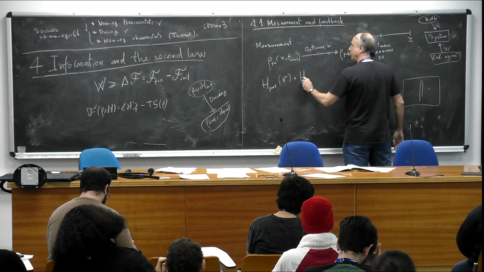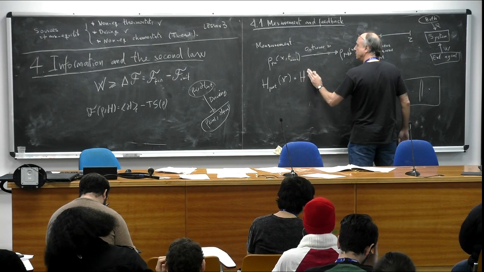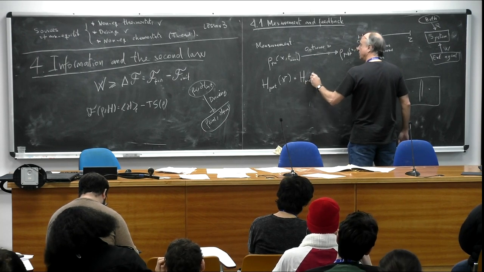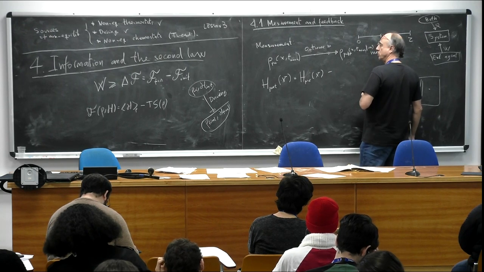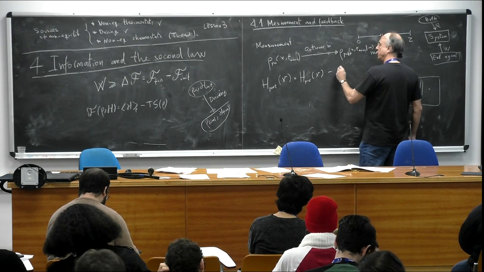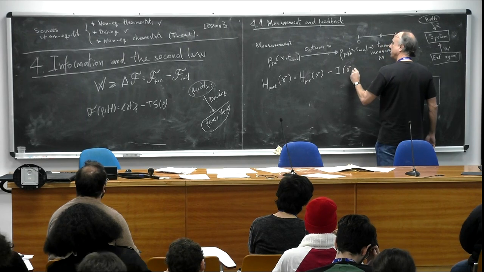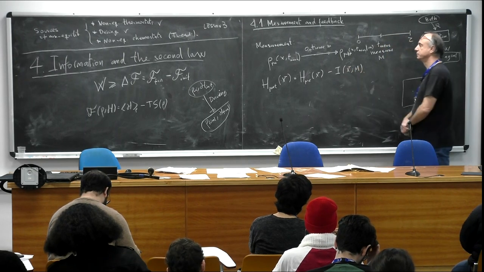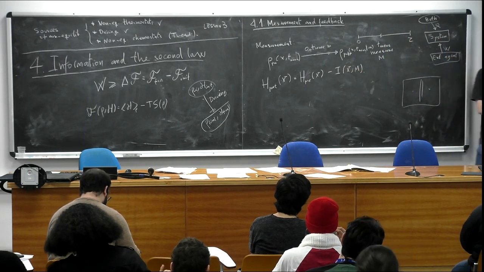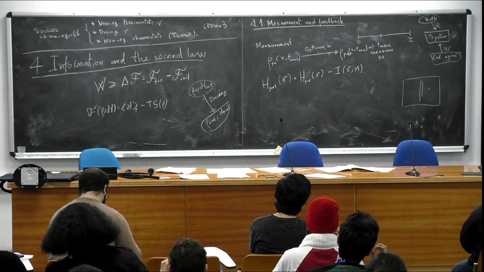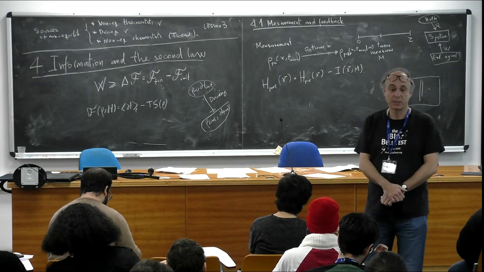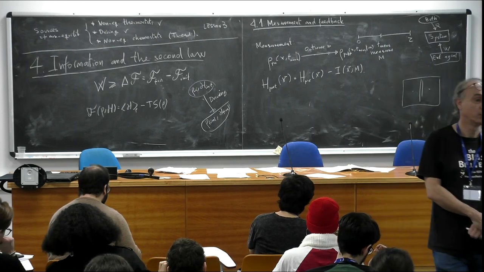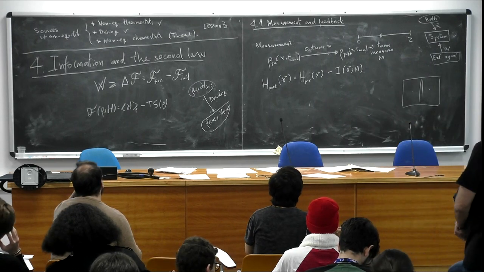It is the entropy before, minus the mutual information between X and M. So that's it. Everything that we have learned in the second lesson, on Tuesday, we can just apply it here.